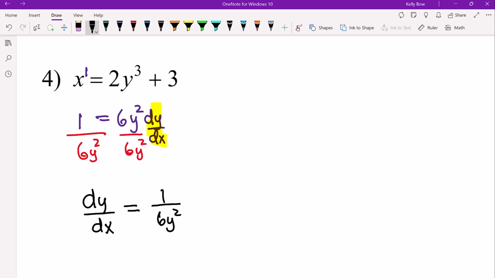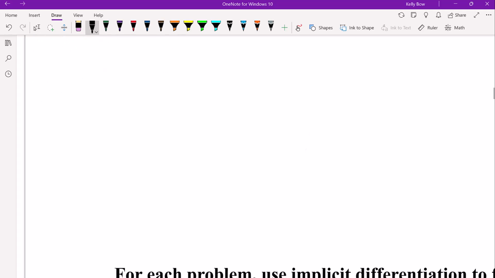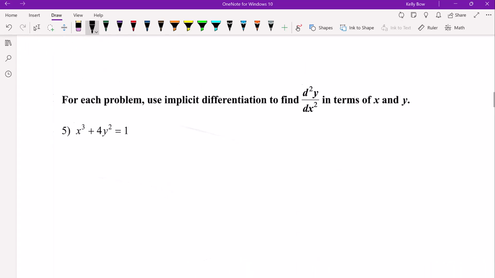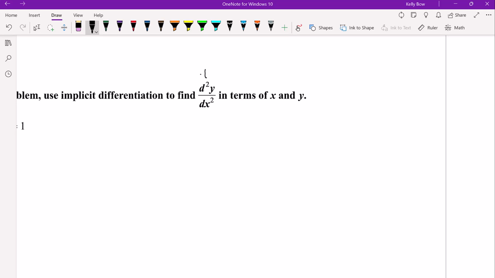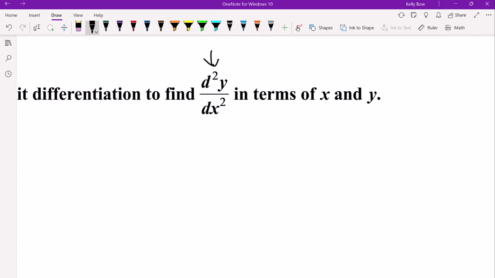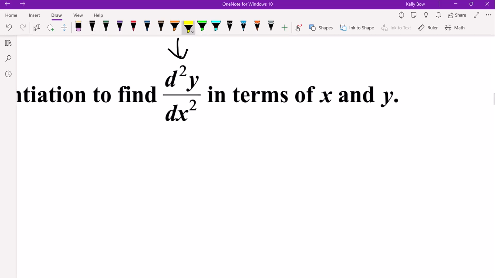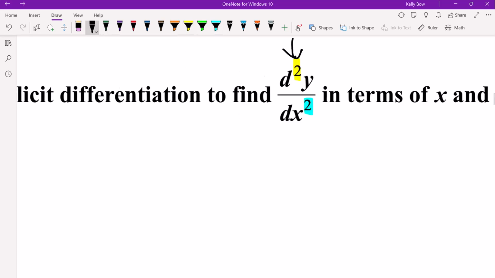All right, let's do one a little bit more complex. This one tells us to find the second derivative, and note the notation: the raised 2 goes above the d, and down below, the raised 2 goes on the x. That's the notation that you would need to write.